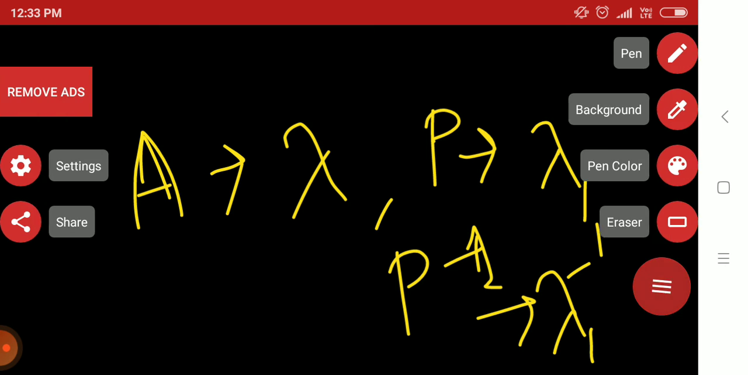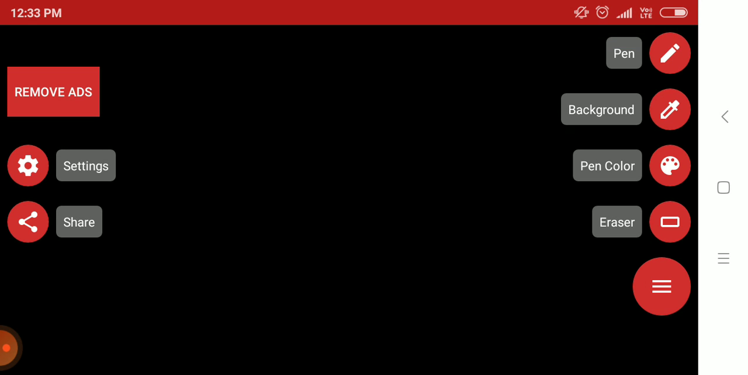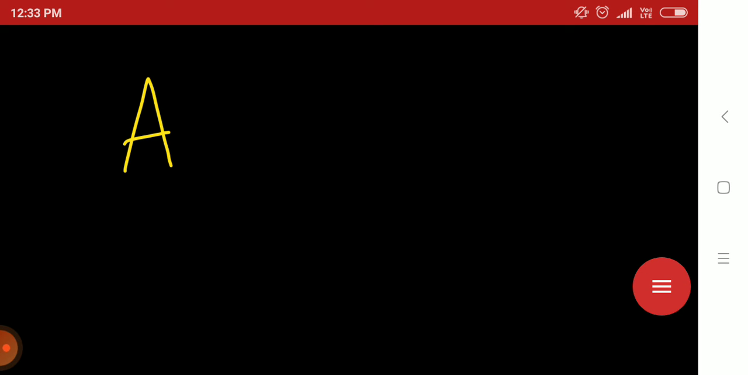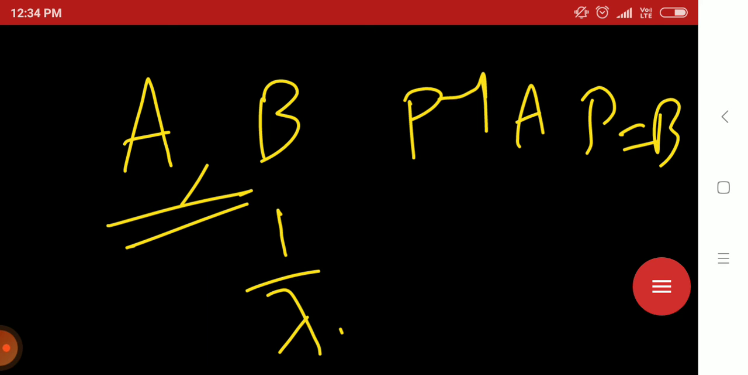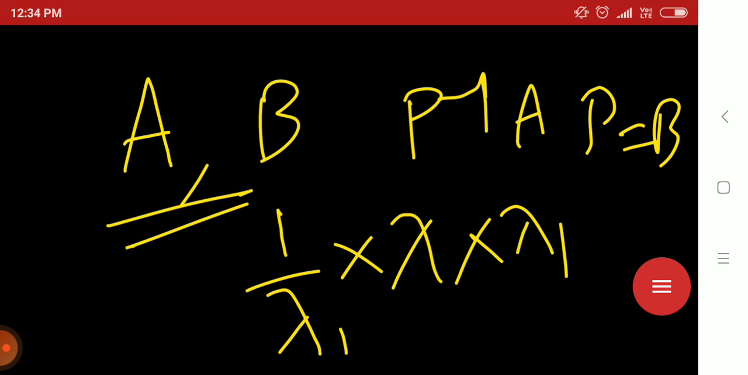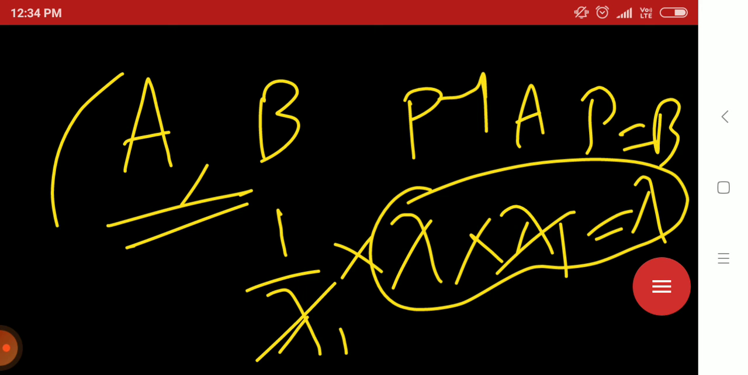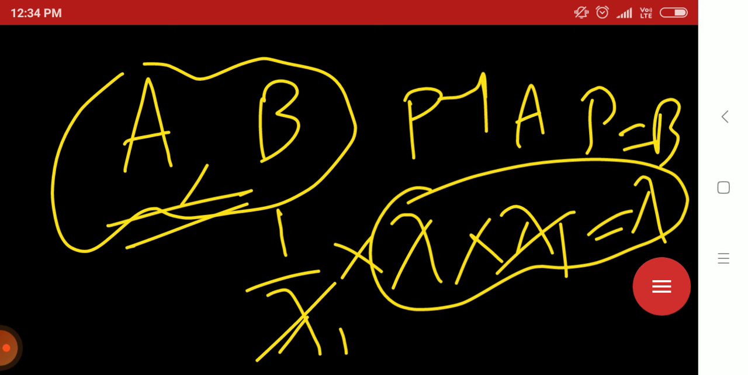So when matrices A and B are similar, then P inverse AP equals B. P inverse has eigenvalue 1 by lambda 1, A has eigenvalue lambda, and P has eigenvalue lambda 1. So lambda 1 cancels out. So B has, let us consider, also eigenvalue lambda. So both have the same eigenvalue. So A and B are similar matrices means both have the same eigenvalue.